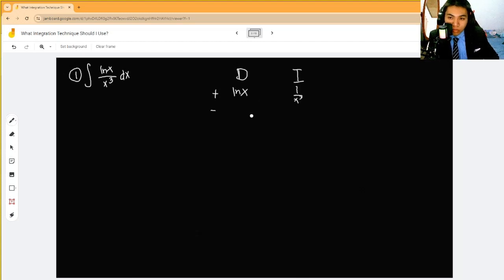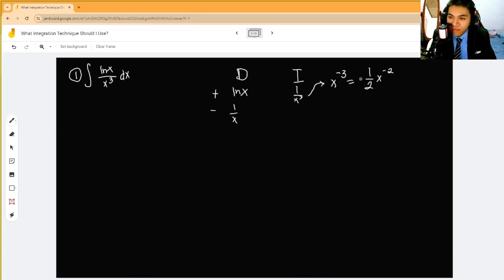The derivative of ln x is 1 over x. And if you look at this form, 1 over x cubed is the same as x to the negative 3 power. We can just apply the power formula for that, and we will have negative 1/2 of x to the negative 2 power.